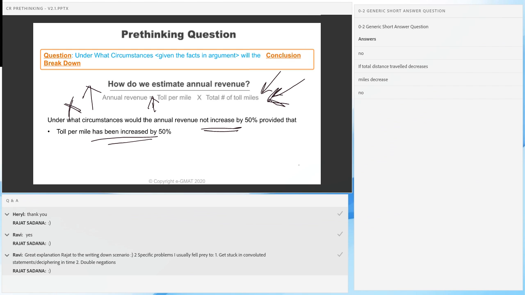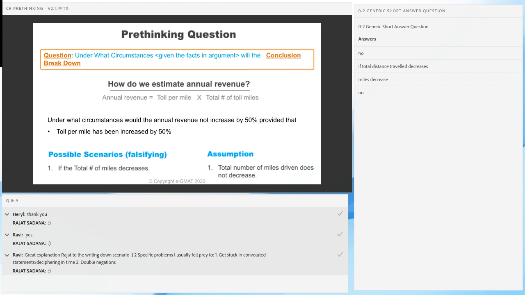here. Okay, so the only other scenario is if the total number of miles decreases. If that decreases, then we have a problem. So the assumption is that the total number of miles driven does not decrease. That's basically it. Okay, and which is in line with choice E.